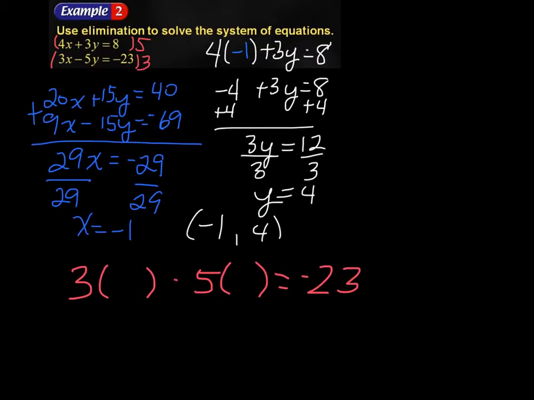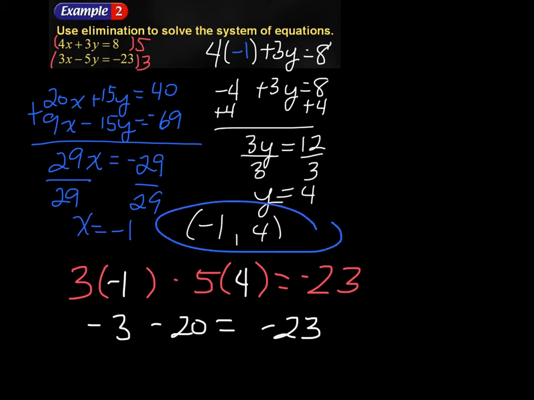Best practice is always a good idea to check by substituting into the other equation. Now I don't expect you to write this down, but I'm showing you what the process is so you can do it on your calculator and your noggin. So in the second equation I have 3 times x minus 5 times y, and I want it to equal negative 23. So did it work? Negative 3 minus 20. Yep. Okay, so I know it works for both equations, so I know that I'm right.